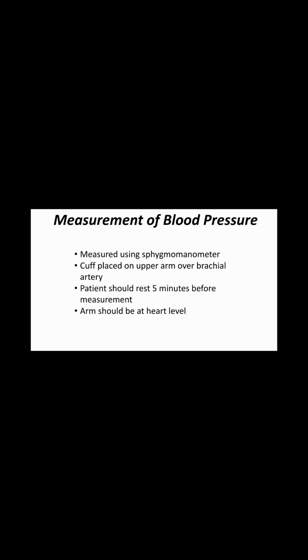Now, coming to measurement of blood pressure. Blood pressure is measured using a sphygmomanometer. The cuff is placed around the upper arm over the brachial artery. The patient should be in a relaxed sitting or lying position and the arm should be supported at the heart level to ensure accurate reading.